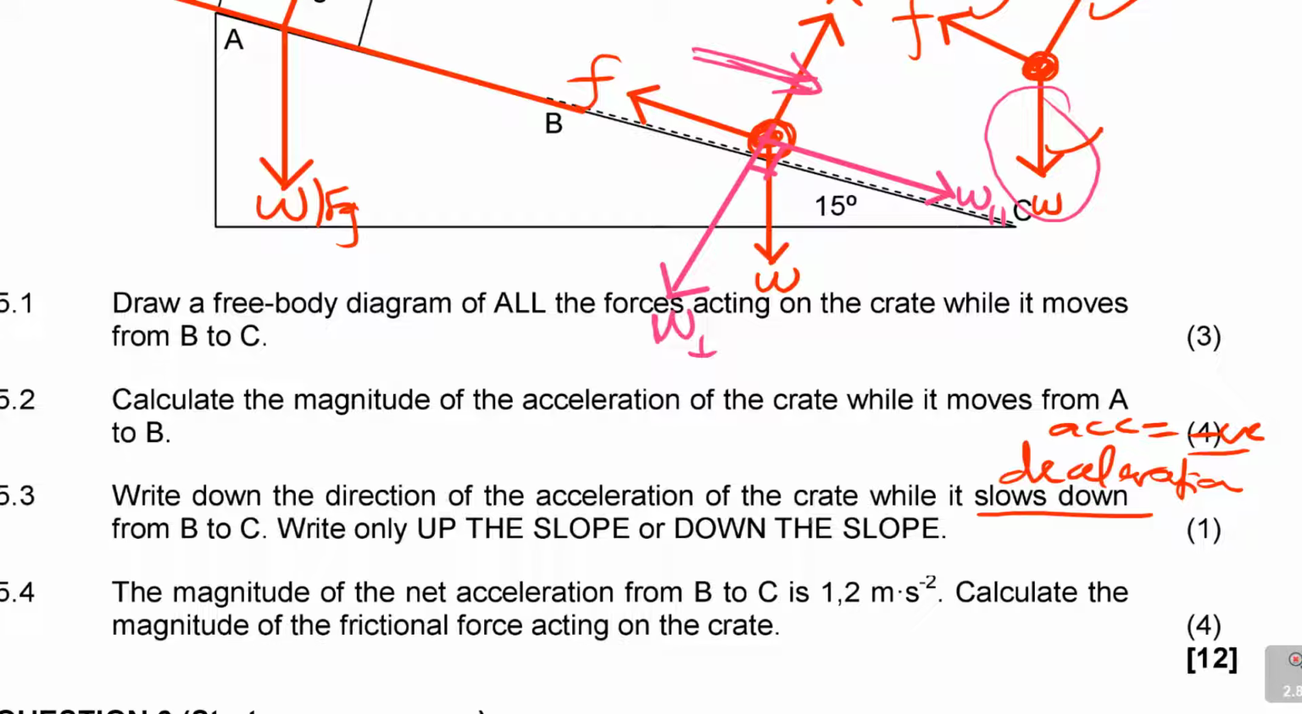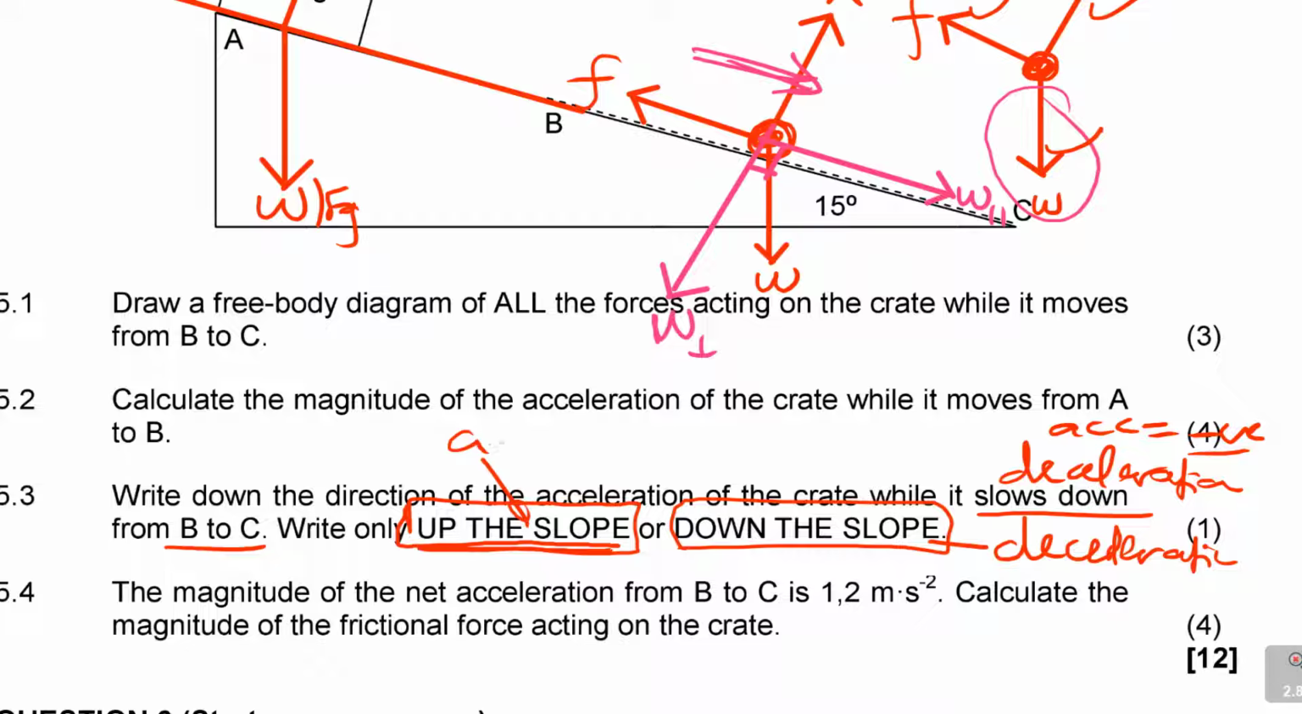So now they're saying write down the direction of the acceleration while it slows down from B to C. Write only up the slope or down the slope. So the acceleration is now up. Remember, it's slowing down, so it's opposing. The negative means it's opposing, so it's up the slope. Deceleration here was down the slope. I hope you can see the confusion they wanted to bring. Now acceleration is this one.